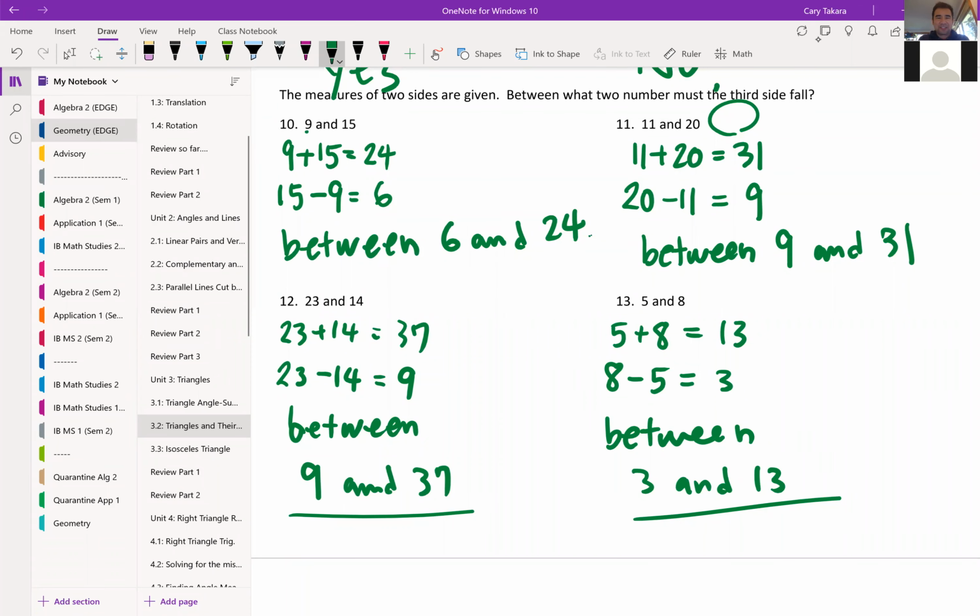What do you guys think? Is this doable? It's not too bad, right? I hope.